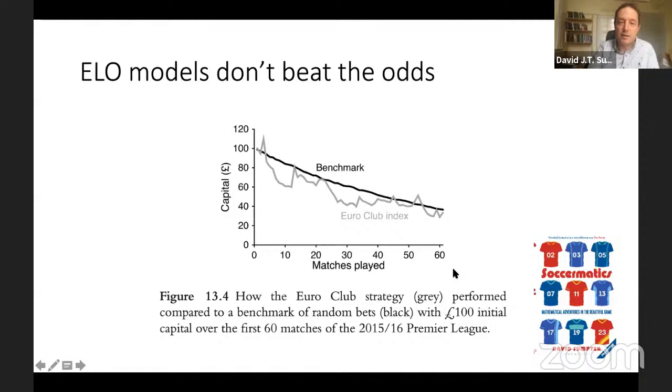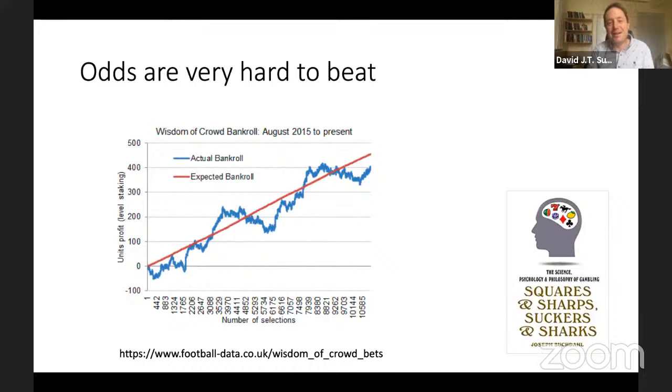Oh, I said I wouldn't talk about betting, but I did put a little bit in. Joseph Buchdahl, who runs Football-Data, has written a book really driving home this analysis time and time again: you can't beat the bookmakers. The bookmakers' odds are the culmination of the wisdom of the crowds, so the bookmakers' odds beat pretty much all of these types of models.